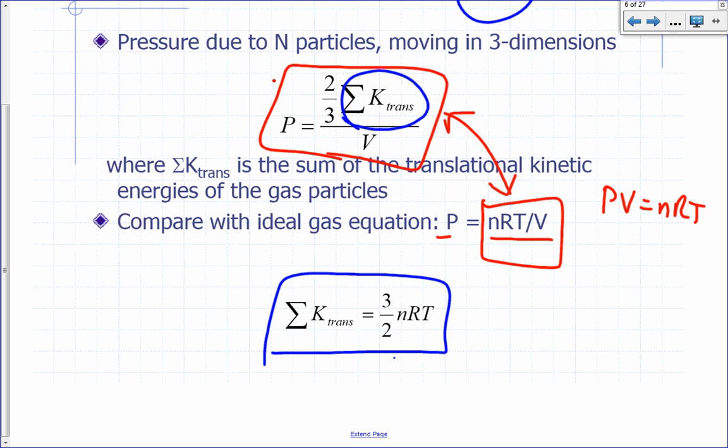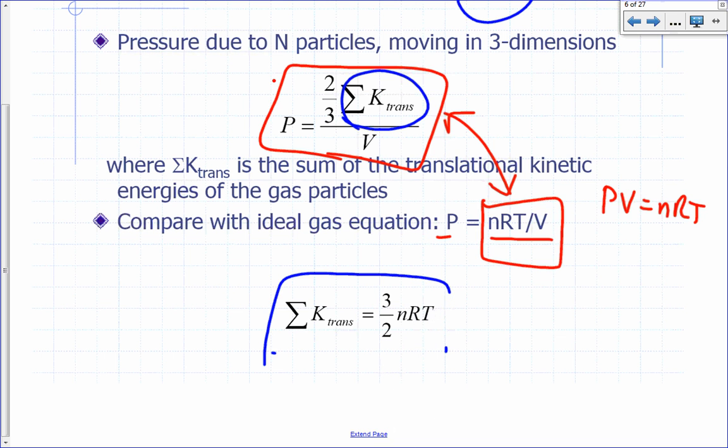So this equation gives us a way of interpreting what temperature is. What's temperature? You can see it's related to the translational energy. And you'll notice if you divide this by the number of moles, okay?